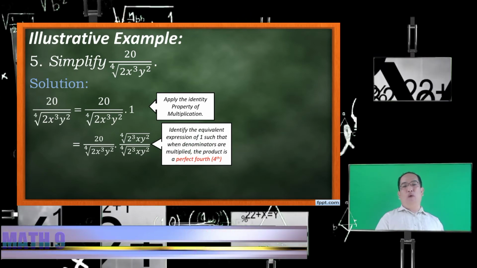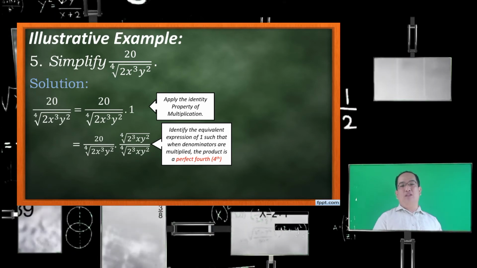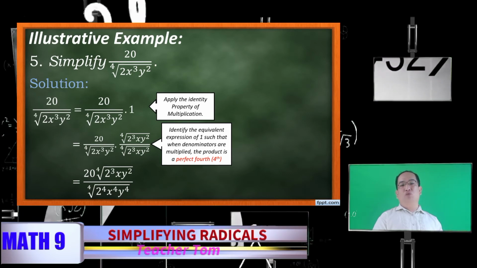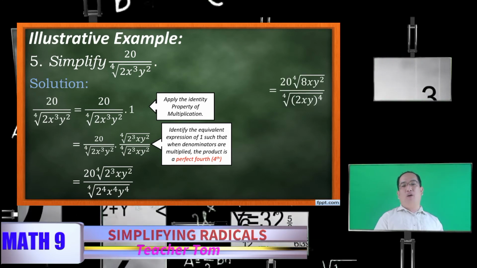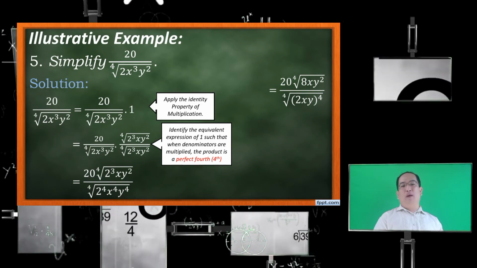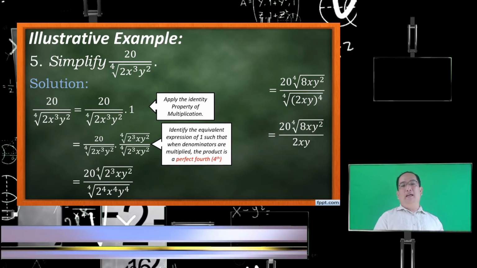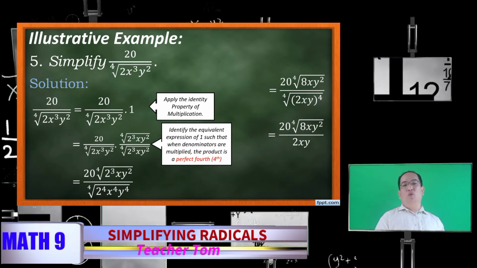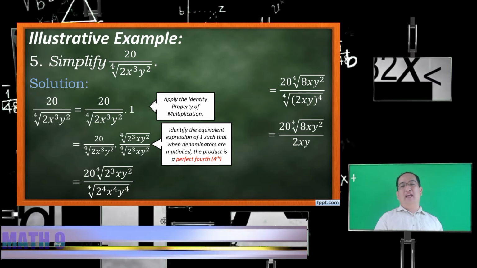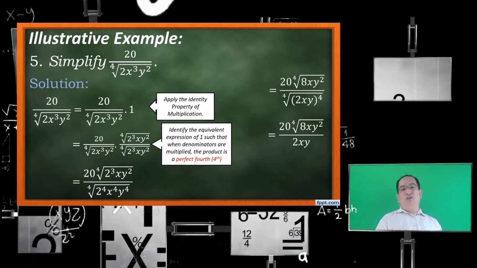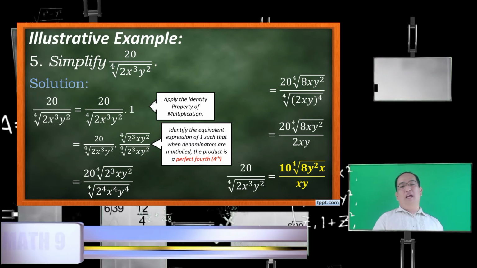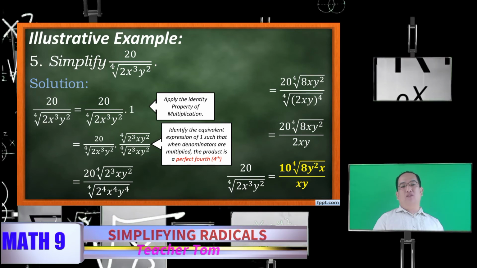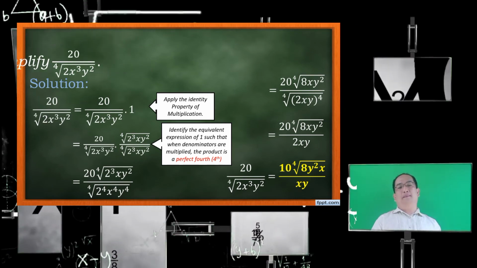To simplify, we have 20 times the 4th root of 8xy squared all over the 4th root of the quantity 2xy raised to the 4th power. Simplifying the denominator, we have 20 times the 4th root of xy squared all over 2xy. Notice that 20 and 2 are divisible by 2. Therefore, the simplest form is equal to 10 times the 4th root of xy squared x all over xy.